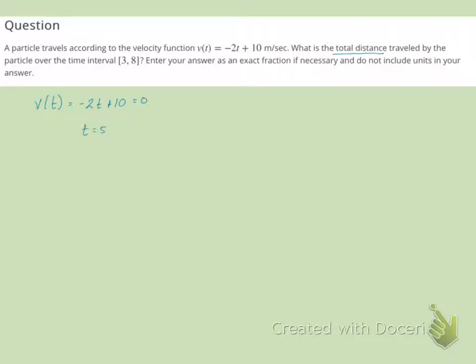So we know that this particle then changes direction at 5, which means that in order to find the total distance, we're going to find the distance from 3 to 5 of v of t. And then we're going to add the distance from 5 to 8 of v of t.